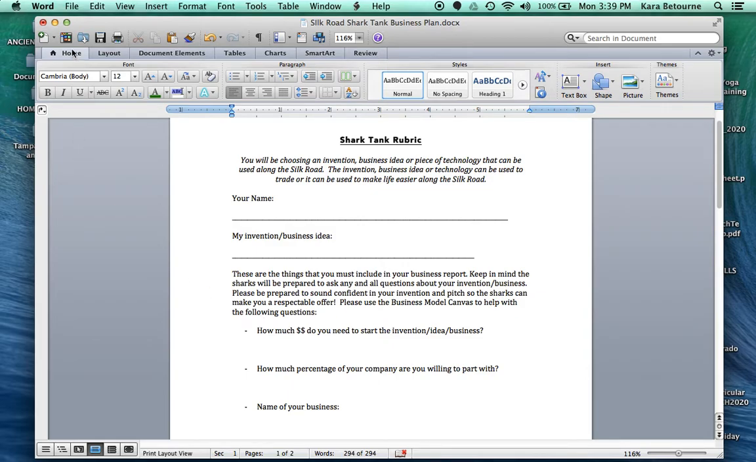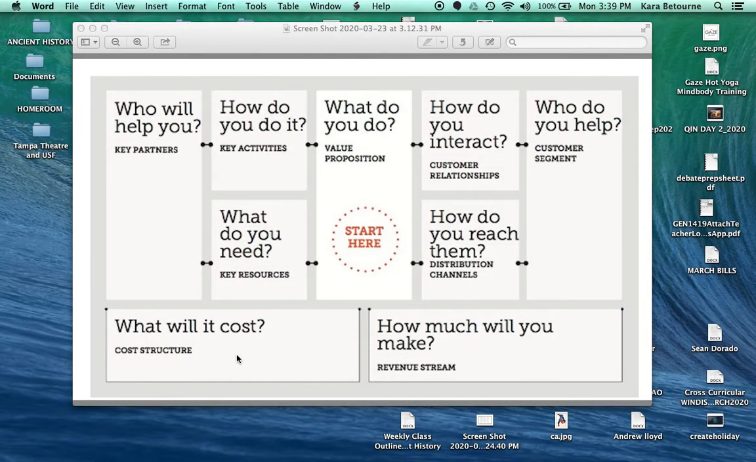Now, the last thing, if you're confused about what to do or how to get started, this is called a business model canvas. A lot of economists use it to start their business and entrepreneurs. So go ahead and maybe start here. If you can't think of a business, what do you do? What is it that you do? Your business, your product, what do you make?